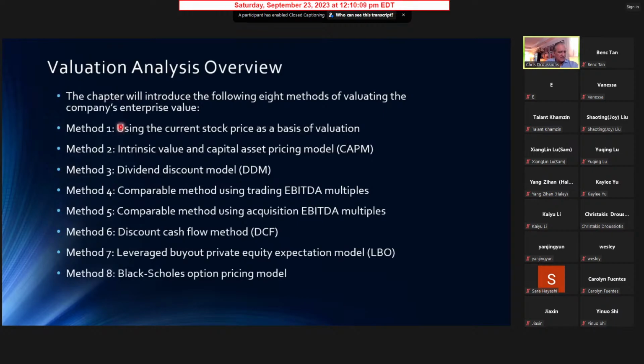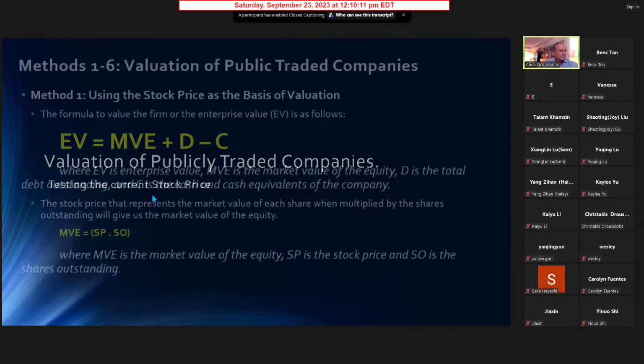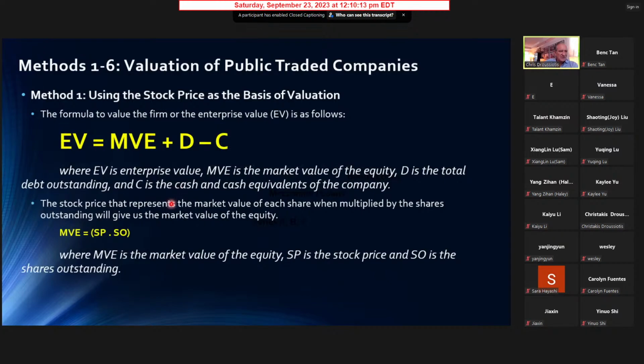The method 1, of course, is looking at the enterprise value of the company. Okay, what is the value of the company, basically? The value of the firm. And how do you calculate enterprise value? Of course, enterprise value is the market value of the equity. The equity being the stock. If you take all the shares of the company, multiplied by the stock price.